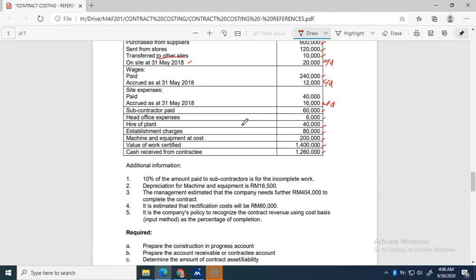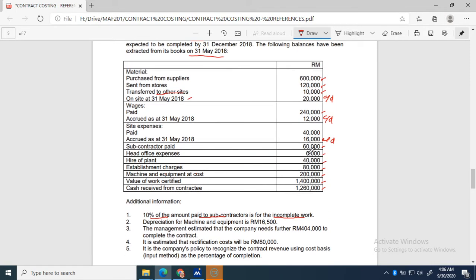We refer to the additional information. 10% of the amount paid to subcon is for incomplete work. That means they paid earlier, so they have a prepayment. Subcon paid 60,000, so we have prepaid 10%. And then depreciation of machine: the machine you brought into the construction cost 200,000, but during the period you have depreciation.